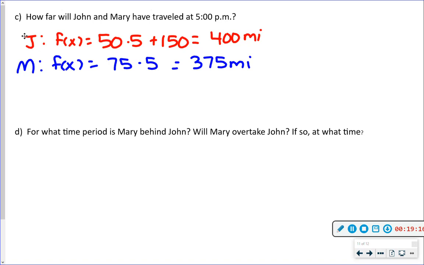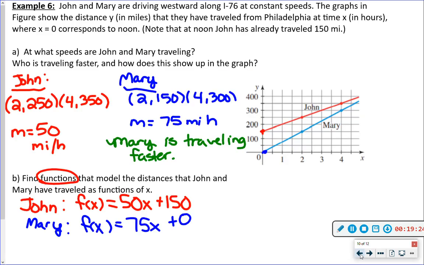D, final question of the day. For what time period is Mary behind John? Will Mary overtake John? If so, at what time? Well, let's look at the graph here. Now, if you continue these lines, if we actually extended our graph here, they are going to eventually meet here in the middle. They will equal each other out, and then we can compare what's happening after that. So I'm going to set these two expressions equal and see what time they first match up and equal each other.